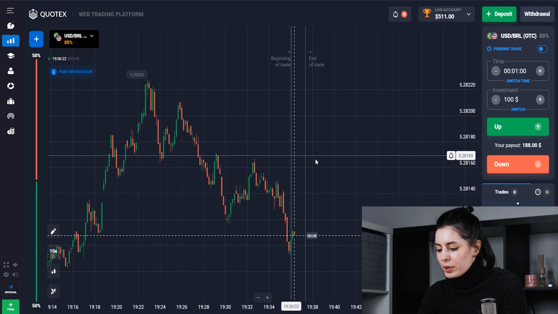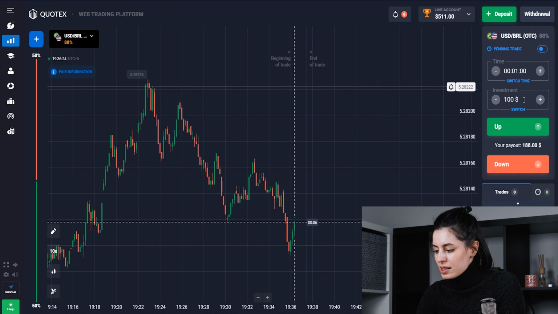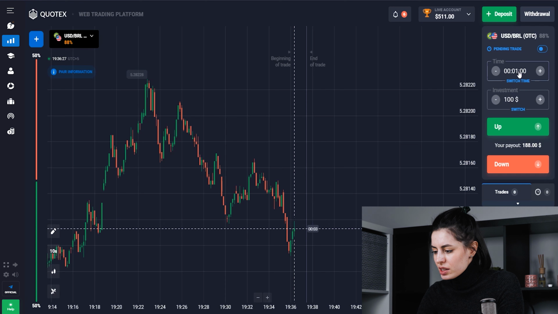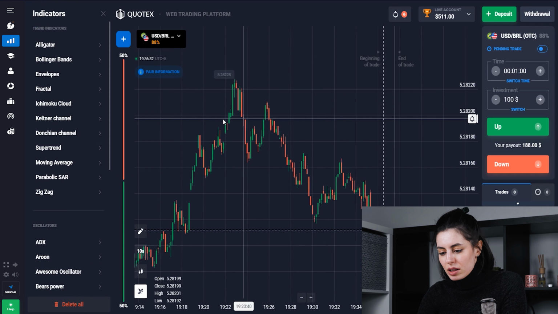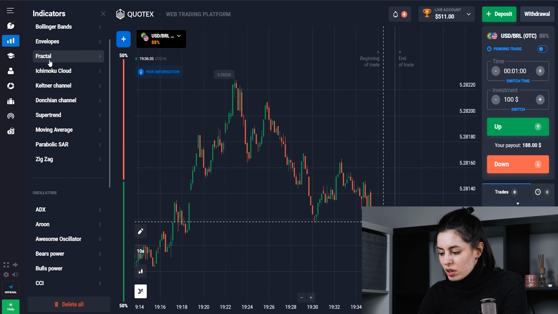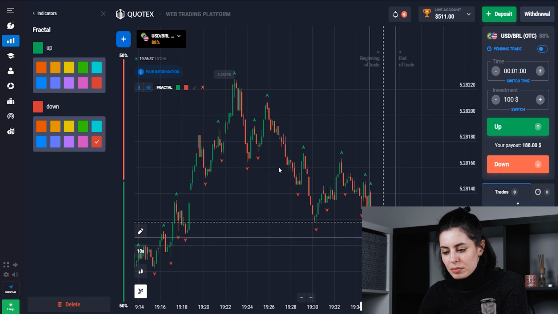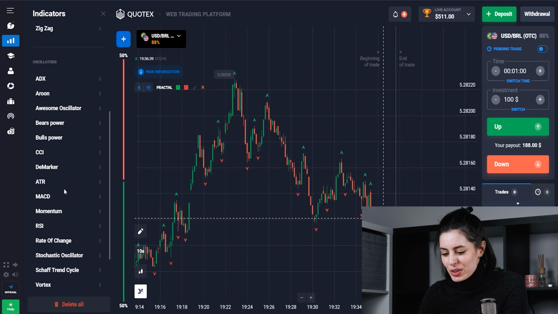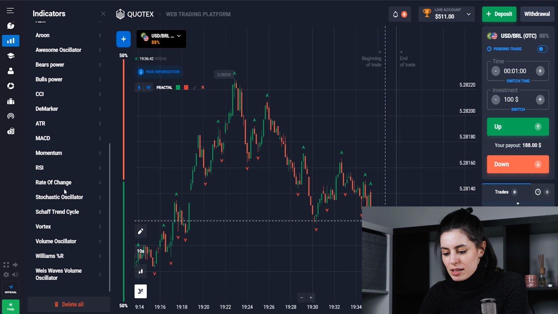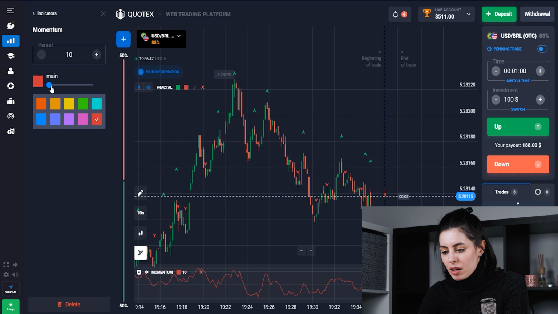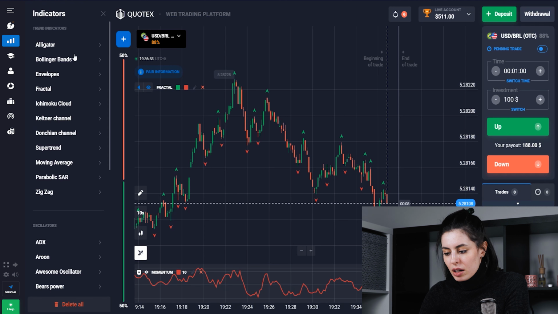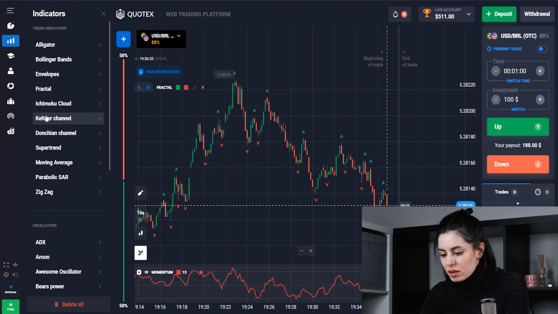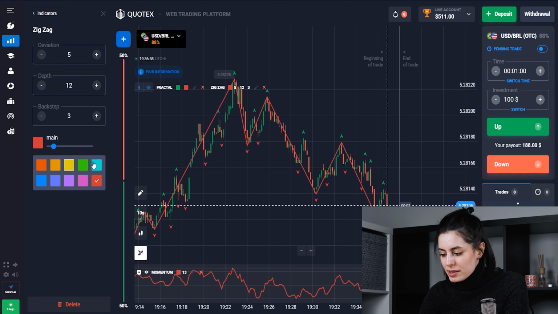And just here we are. Very steady, go with all setups. We are just gonna start with this fractal, and it's quite easy to see how it's actually working. And the second one, wait a bit, is gonna be momentum. Let's change it a little bit. And one more is gonna be zigzag.